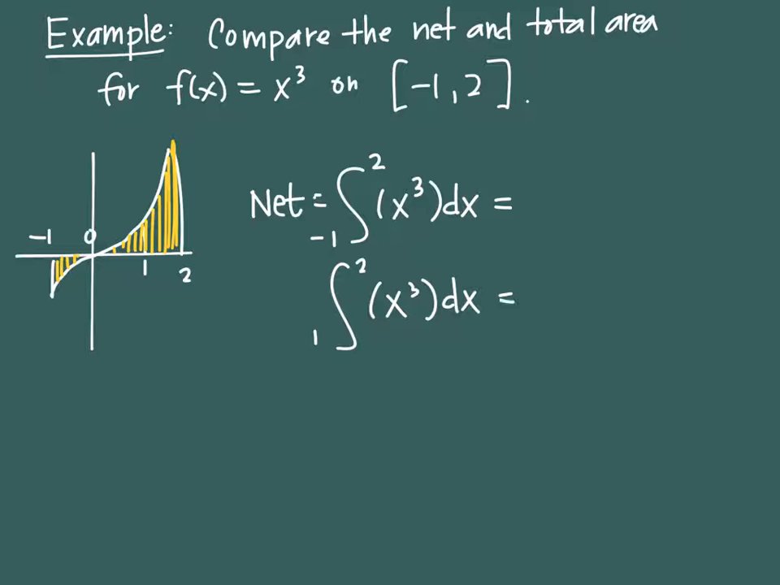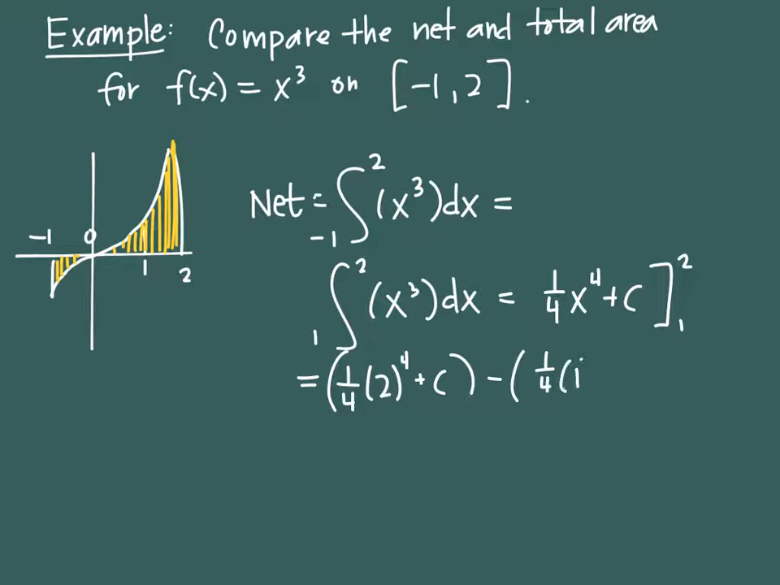So then without a calculator, we would set up 1/4 of x to the 4th plus c, going on the bounds from 1 to 2, and then we would evaluate just like we have been. So 1/4 of 2 to the 4th plus c minus 1/4 of 1 to the 4th plus c. So we're looking at 16 over 4, so that's 4 minus 1/4. So the net area is 15/4.